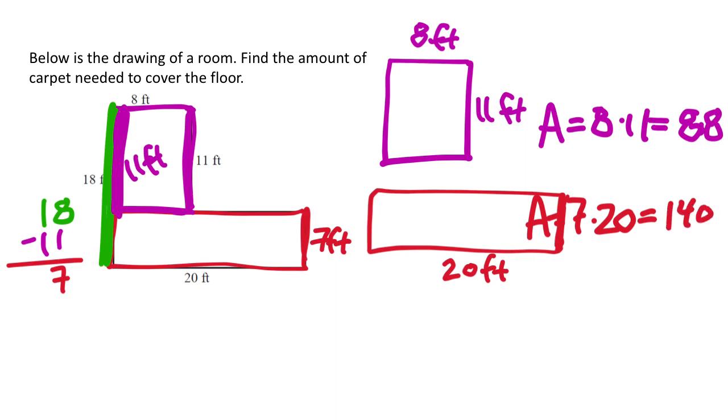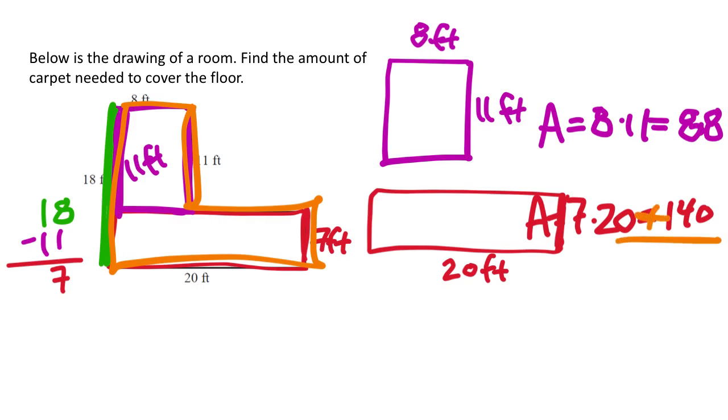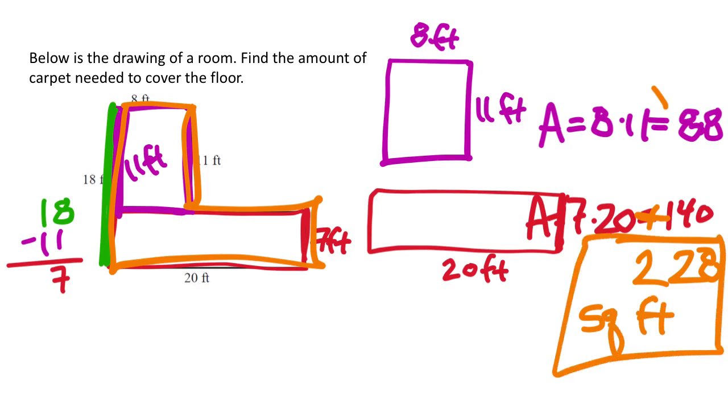All I really need to do now, in order to find the area of what would have been starting as that orange one, is just add those two areas together. So 8 plus 0 is 8, 8 plus 4 is 12, but carry the 1. 1 plus 1 is 2. So we get 228, and I'm going to put this as square feet as our final answer on this one.